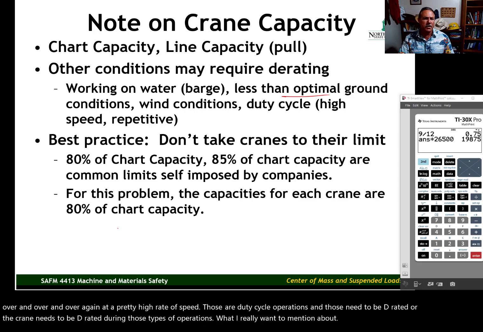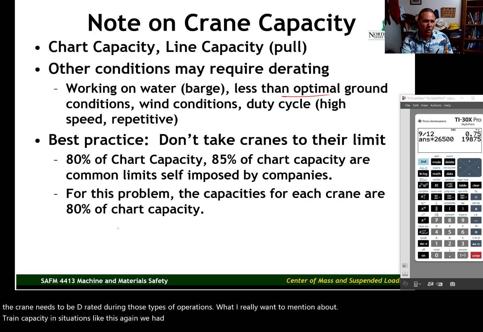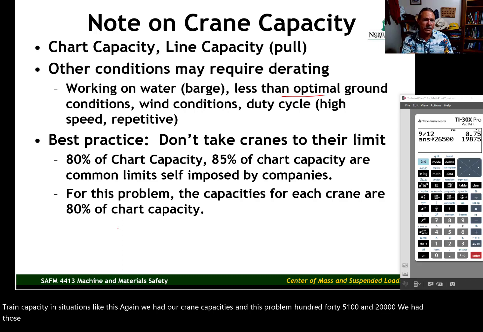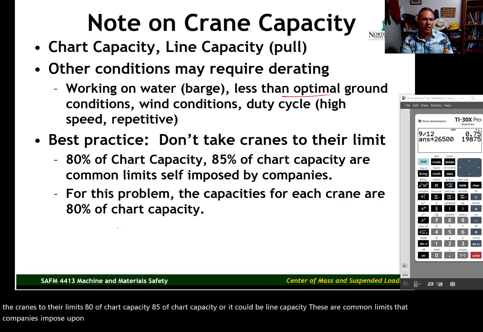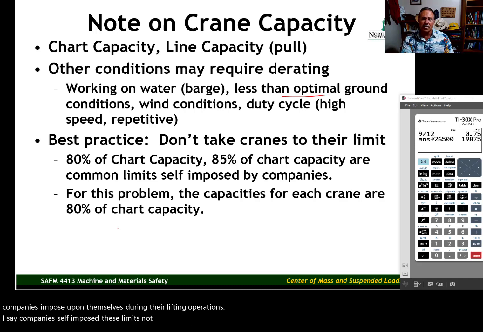What I really want to mention about crane capacity in situations like this, again, we had our crane capacities in this problem, 145,000 and 120,000. We had those as our limits that we don't want to exceed. Best practice when doing any kind of heavy lifting or any kind of lifting is don't take the cranes to their limit. 80% of chart capacity, 85% of chart capacity, or it could be line capacity. These are common limits that companies impose upon themselves during their lifting operations. I say companies self-impose these limits. Not all companies do. Some companies will take the cranes to the load capacity limit and beyond.